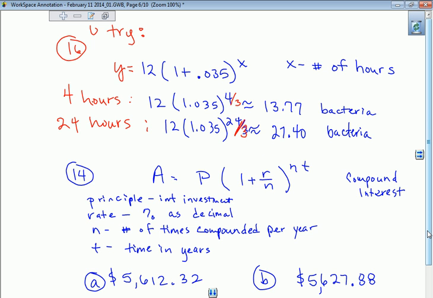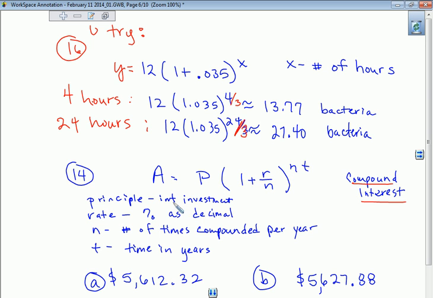All right, now number 14 takes us back to compound interest. Do we remember compound interest? Okay, you remember disliking it. At least you remember it. I'll take that. So here's our compound interest formula. The total amount is equal to the principal times 1 plus the rate divided by the number of times it's compounded, raised to the number of times compounded times time in years.